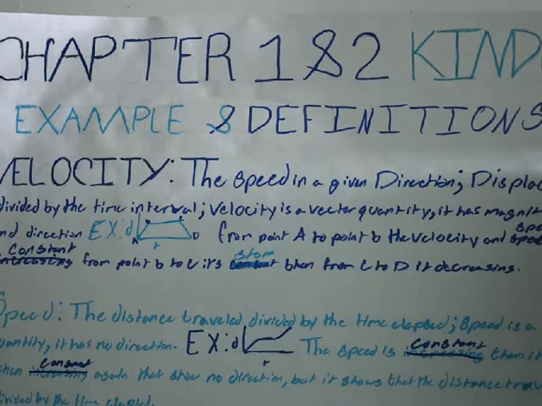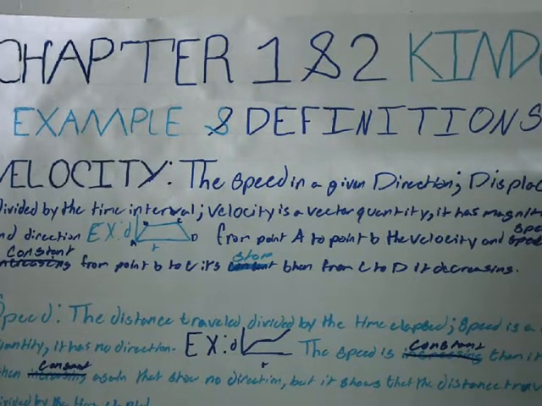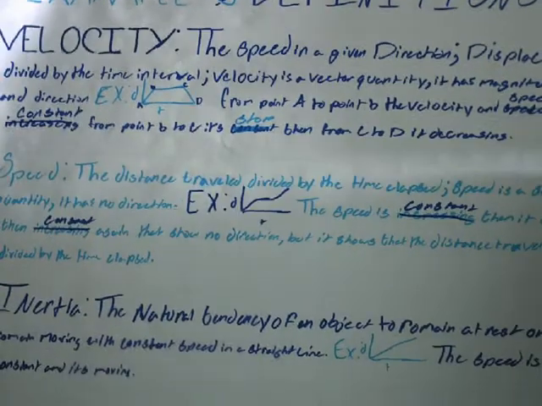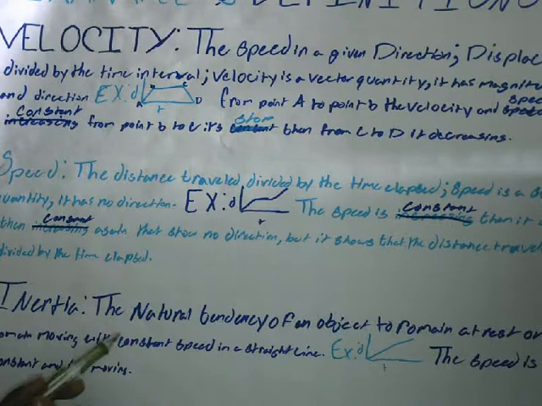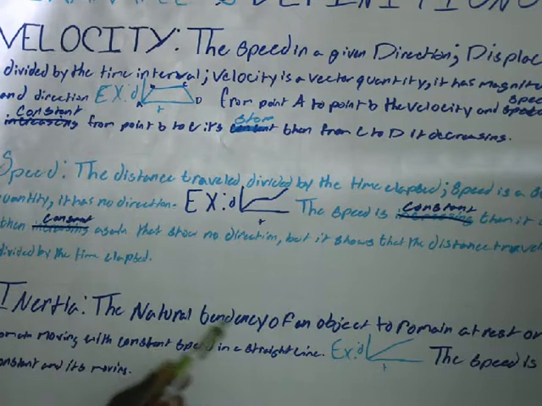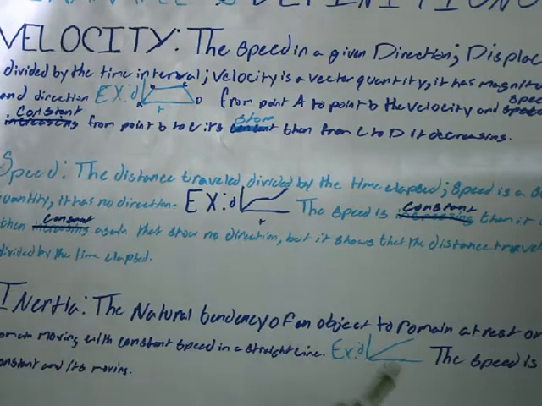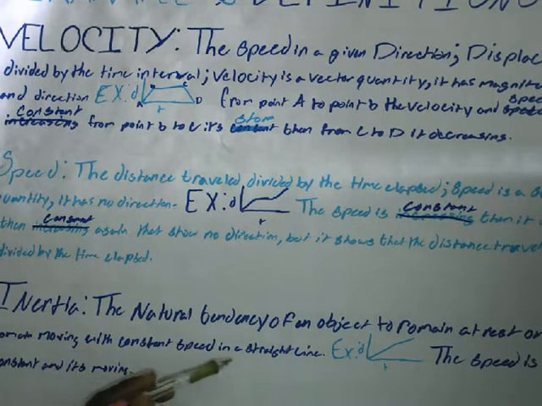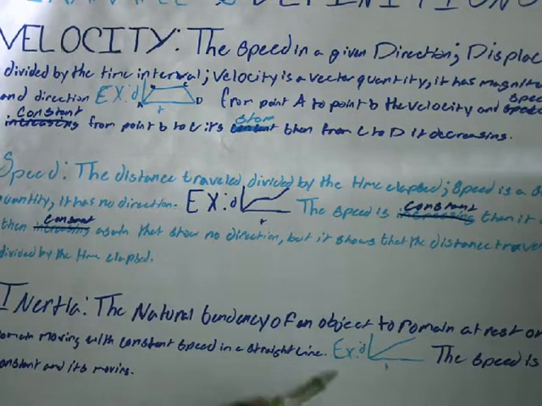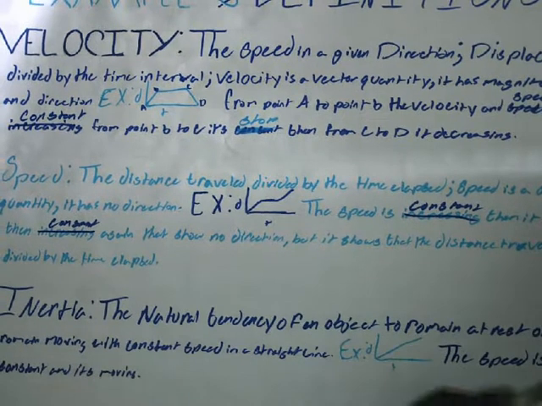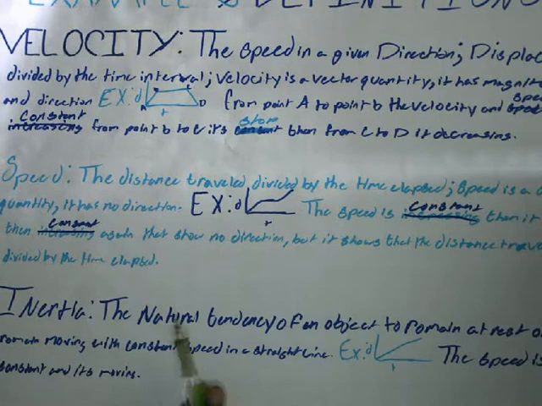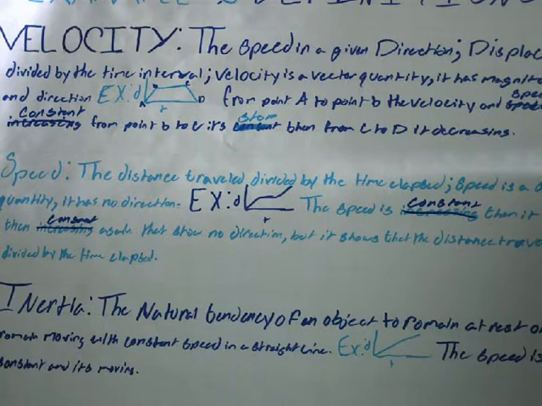The next one you're going to learn in chapter 2 is kind of fun. Inertia, the natural tendency of an object to remain at rest or to remain moving with constant speed in a straight line. For example, this graph shows you it's straight. The speed is staying constant and it's moving. Inertia is one of the biggest things in chapter 2. You will be learning this all day. Inertia is like the main thing you want to remember.